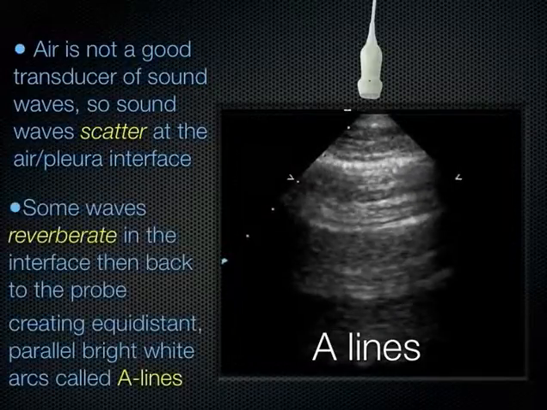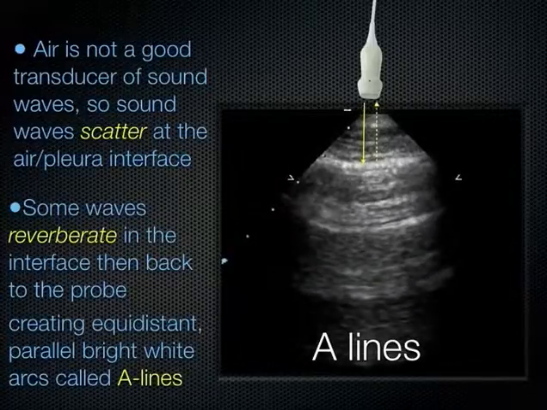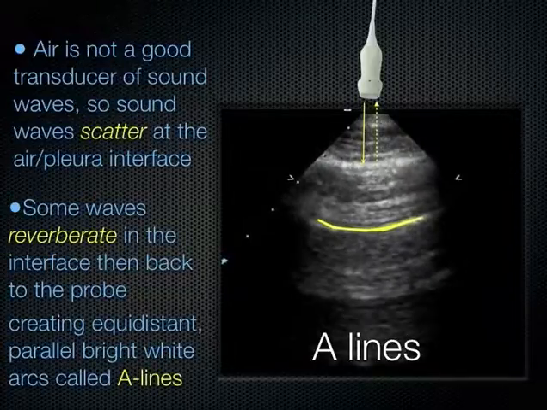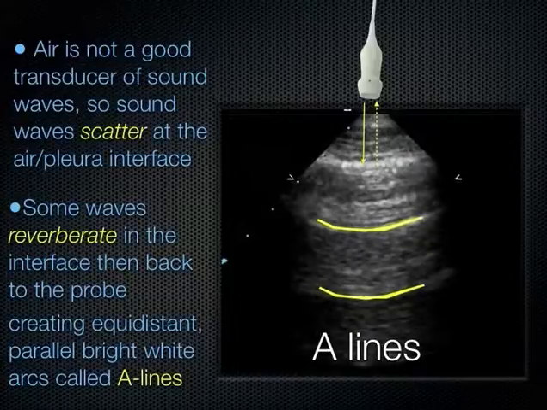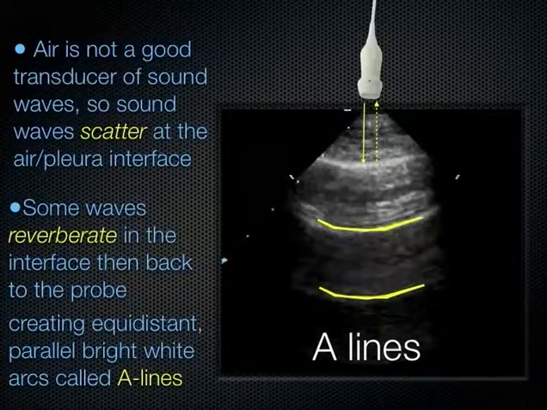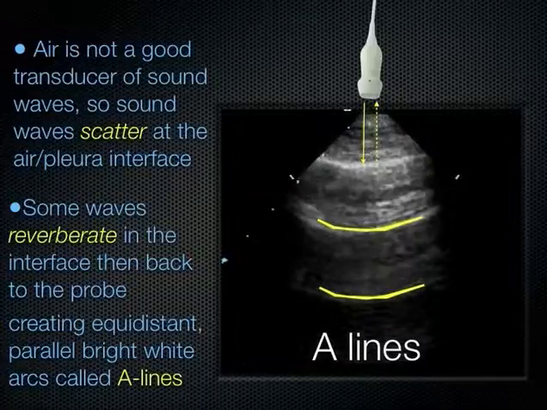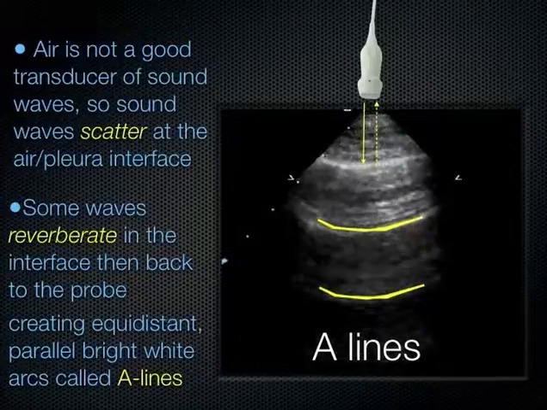Can everybody see that? It's just an artifact. Your lungs are not striped. This is because there's air, and the difference between the air and the pleural line is creating this artifact. Okay, so normal lung will have A lines. Also, pneumothorax will have A lines as well. So A line does not necessarily mean normal, but you will see A lines in normal lungs.